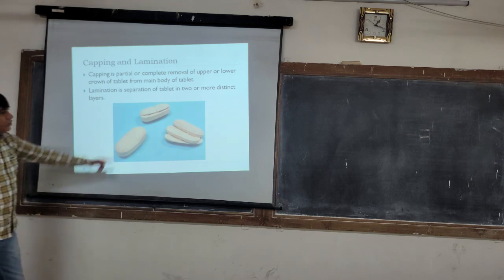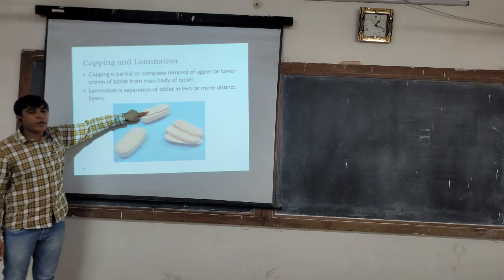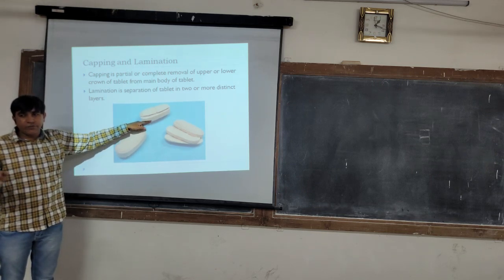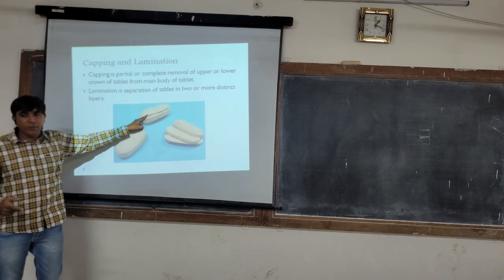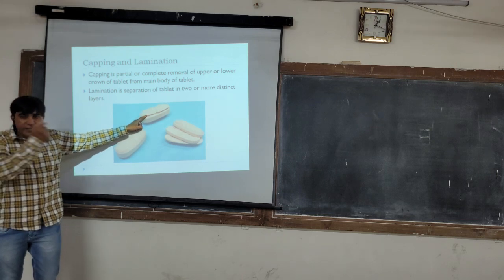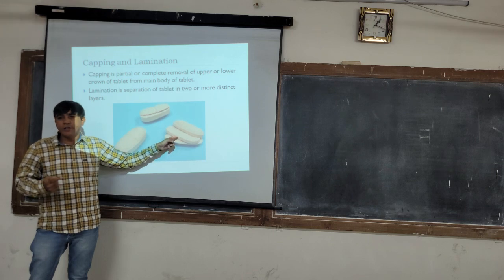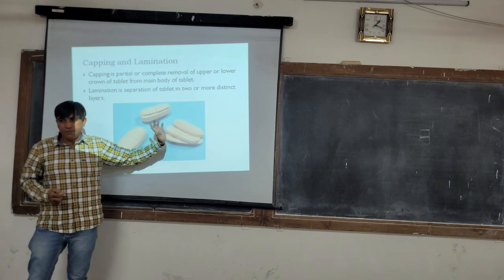Capping and lamination. As it's shown over here, the upper crown or sometimes the lower crown of the tablet gets separated from the main body. That is called capping. Only the cap is removed, and that is what is called capping. When the tablet separates into two or more layers, it is called lamination.